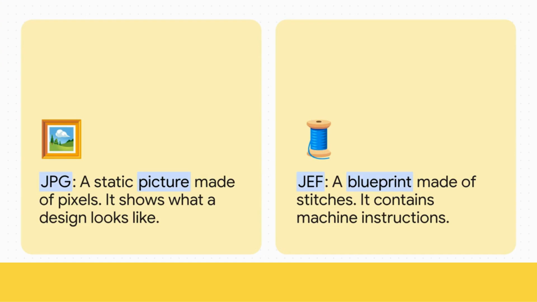A JPG is basically a photograph of a house. It's great. It shows you the color, the shape, what it looks like. But a JEF file, that's the architect's blueprint. It tells the builder exactly where every wire goes, what kind of nail to use, and the precise order to build everything. You can't build a house from just a photo, and your machine can't embroider from one either.